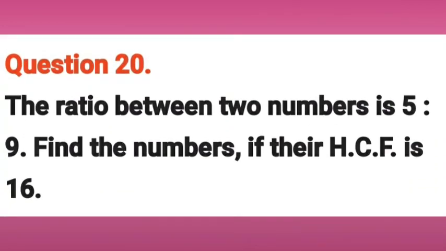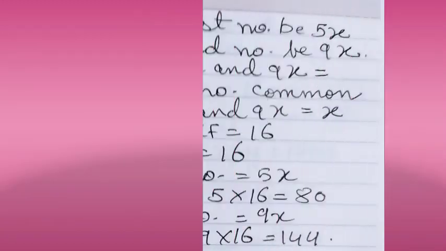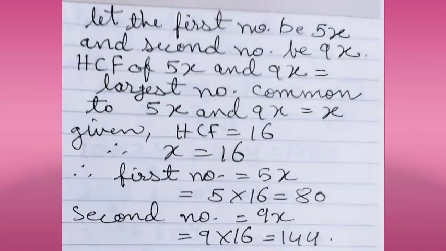The ratio between two numbers is 5:9. Find the numbers if their HCF is 16. Okay. So let the first number be 5x and the second number be 9x. Then the HCF of 5x and 9x will be the largest number common to 5x and 9x. And the largest number common to 5x and 9x is x. So HCF, and in the question it is given that HCF is 16, means we can write that x is equal to 16. So the first number will be 5x, means 5 into 16, that is 80. And the second number 9x, that is 9 into 16, 144.